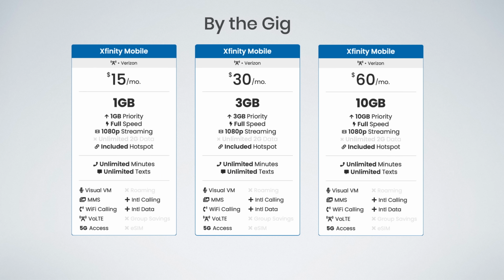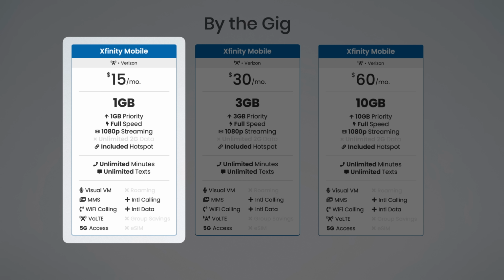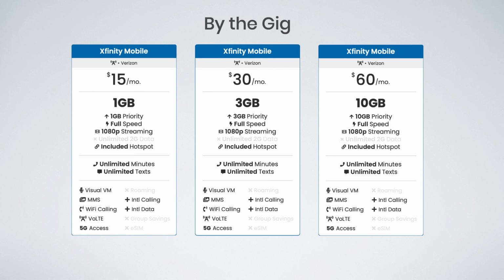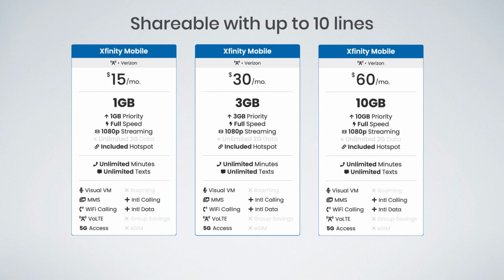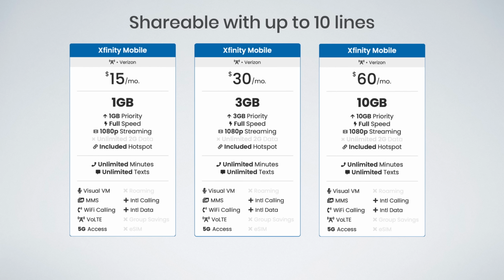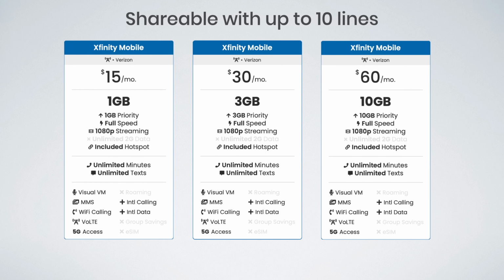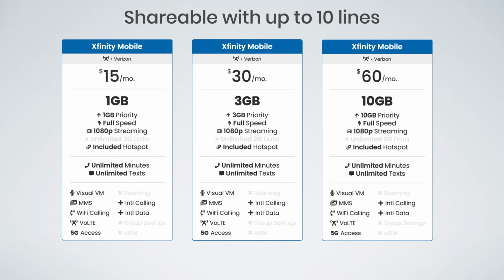The by the gig plans are the cheapest and can be great options for light users and especially for families. You get 1 gig for $15, 3 gigs for $30, and 10 gigs for $60. What makes these plans great for families is that all of the data is shareable with up to 10 lines. And there are no additional line access fees, so you literally just pay for the data and can share it with up to 10 lines on one account.